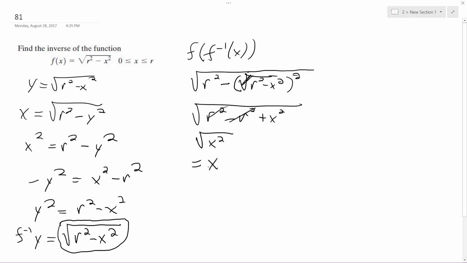So that proves that. Then f of negative 1, well, it's kind of pointless for me to prove it, because if you look, the inverse and the regular function are exactly the same. If I do the inverse, I'm just going to be repeating what I just did. So this is a valid solution. So the inverse of the square root of r squared minus x squared is this right here. That's it.